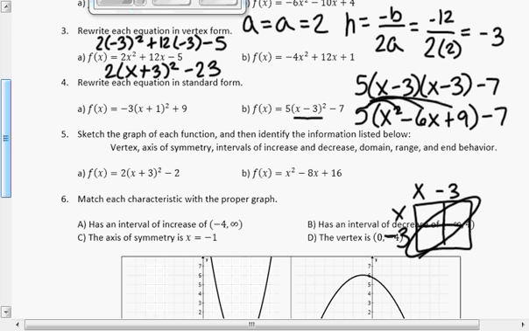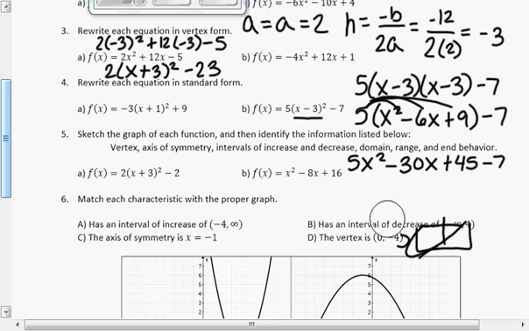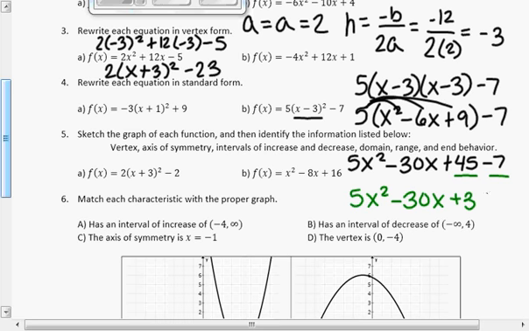We're going to distribute our 5 and we get 5x squared minus 30x plus 45 minus 7. And then again, we just combine like terms, which would be 45 and 7. And so you get 5x squared minus 30x plus 38. And that would be writing that vertex form into standard form. Remember, standard form is ax squared plus bx plus c.